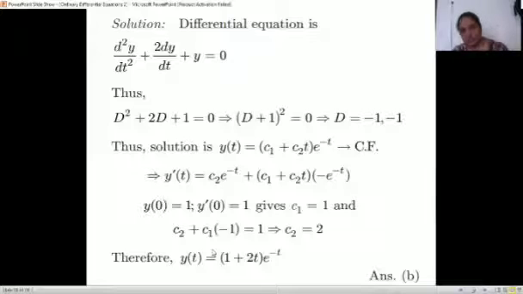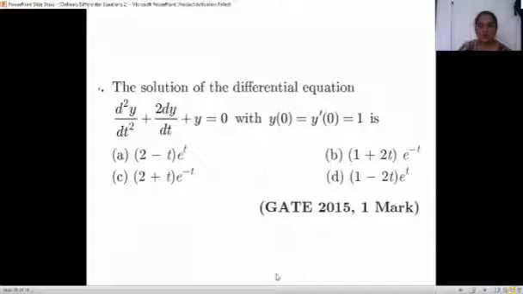And at t is 0, y dash is 1, this gives you the equation that is C2 minus C1 is 1. And we know C1, so putting that C1 here, we get C2 is 2. Therefore, C1 and C2 are 1 and 2, finally substituting in the solution, we get 1 plus 2t into e raised to minus t. And that was your option B.